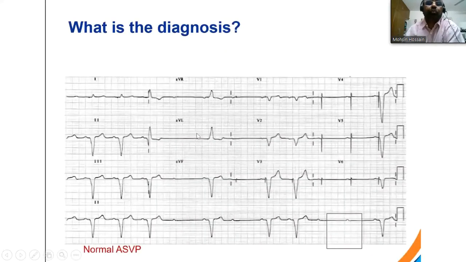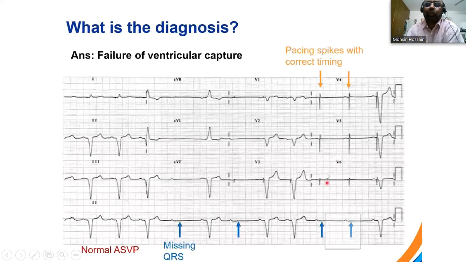Here in this ECG, what is the diagnosis? We cannot see any spike, PQRS, PQRS, most likely there is a small signal. Here you can see atrial pace, ventricular pace, but then atrial pace with no QRS complex, atrial pace, no QRS complex. So there is a capture failure. The pacing spike is there at the correct timing, but the QRS complex is absent in this ECG. So it is failure of ventricular capture.